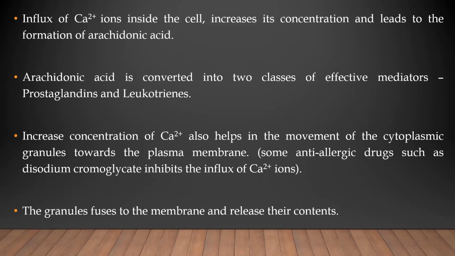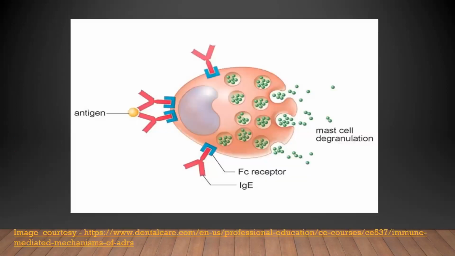What is the importance of arachidonic acid? It helps in the production of prostaglandins and leukotrienes. The increase in the concentration of calcium ion also helps in the movement of granules towards the membrane of the basophils and mast cells. So once it fuses with the membrane, then what happens? We all know degranulation occurs and release of various pharmacologically active mediators into the surrounding medium takes place.